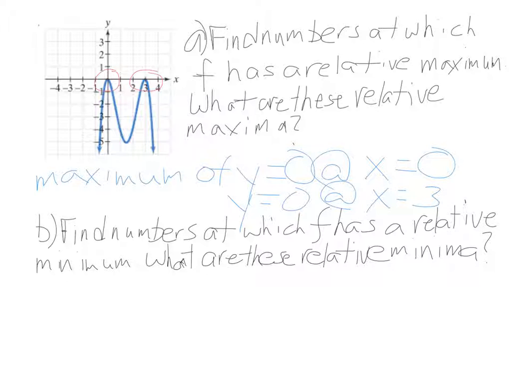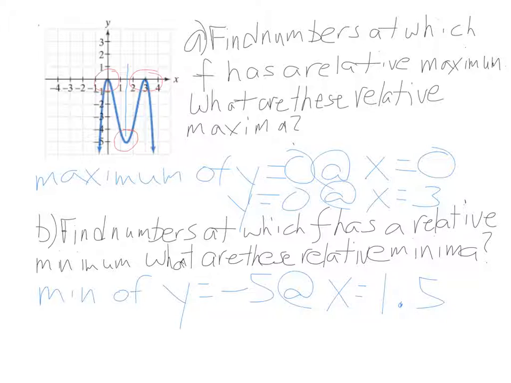Part B, find numbers at which f has a relative minimum. What are these relative minima? So that's a low point on the graph. That would be just this one spot. And we would write minimum of y equals, so at that low spot the y value is -5, at x equals, and if you go up it's right in between the 1 and the 2, so we'll just say 1.5. So write the y value first, then the x value, because highs and lows are y values.